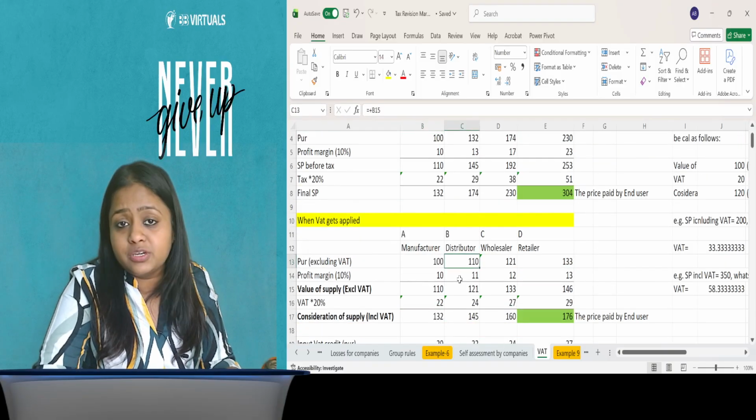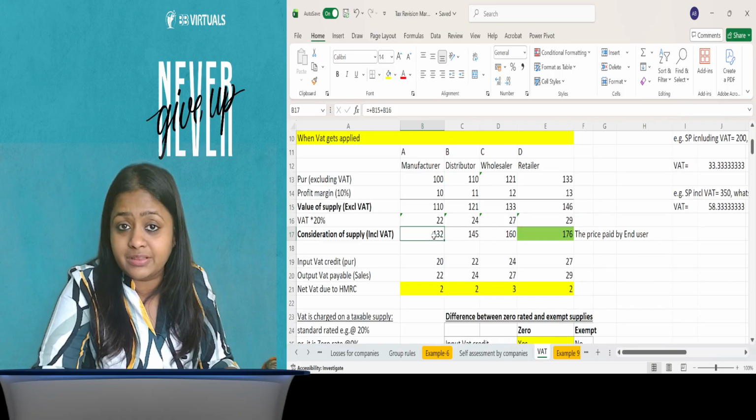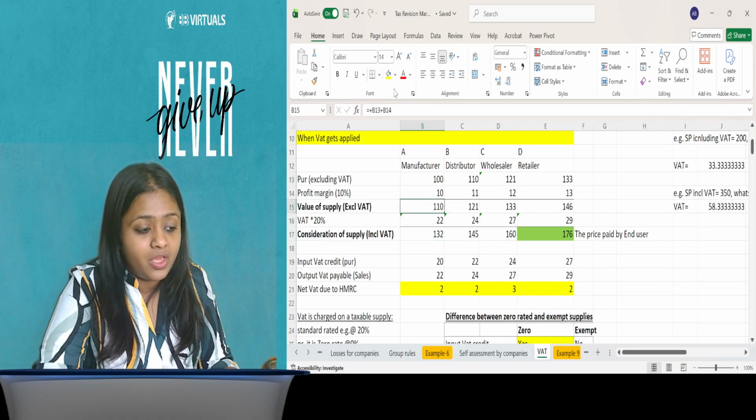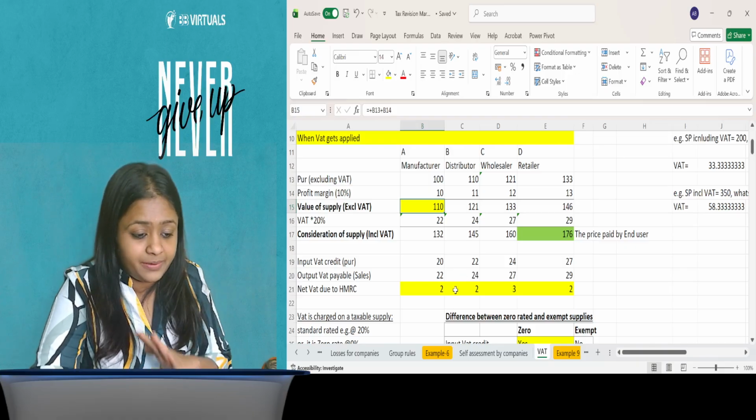And for the next person, the distributor, the cost to him is not 132, but the cost is 100. The cost is 100 for him. Done? Clear?